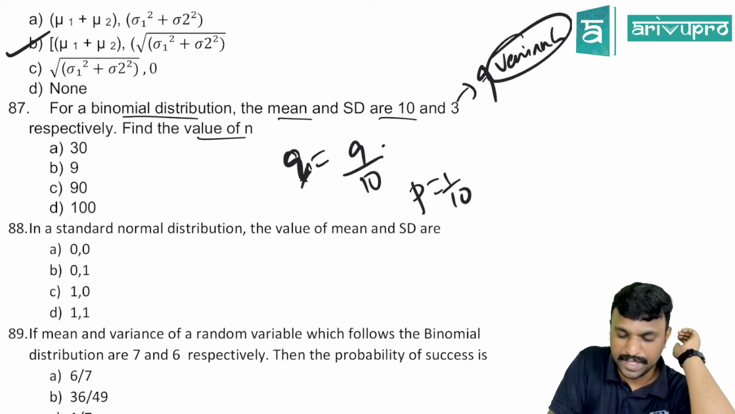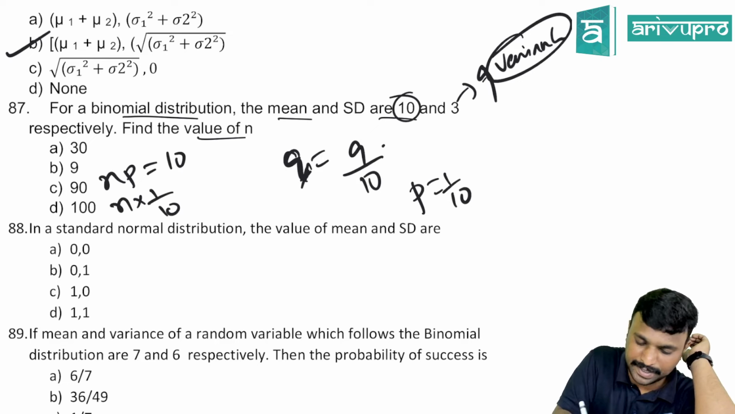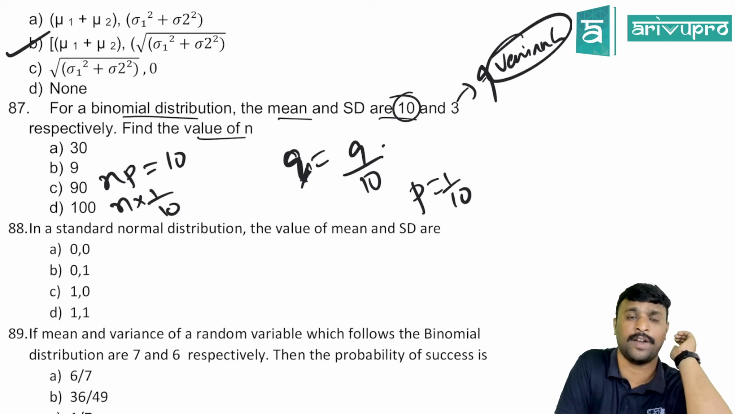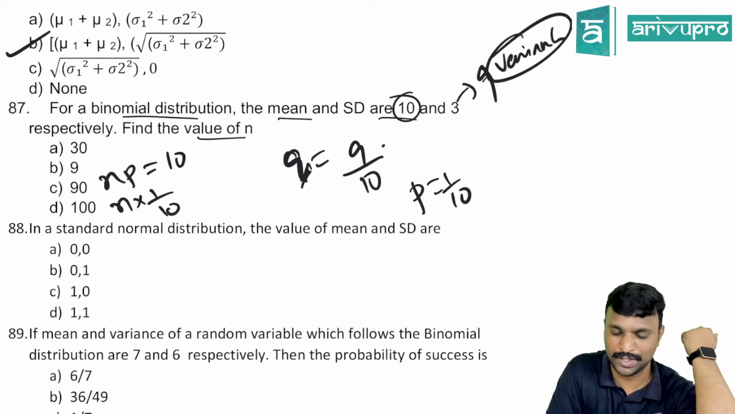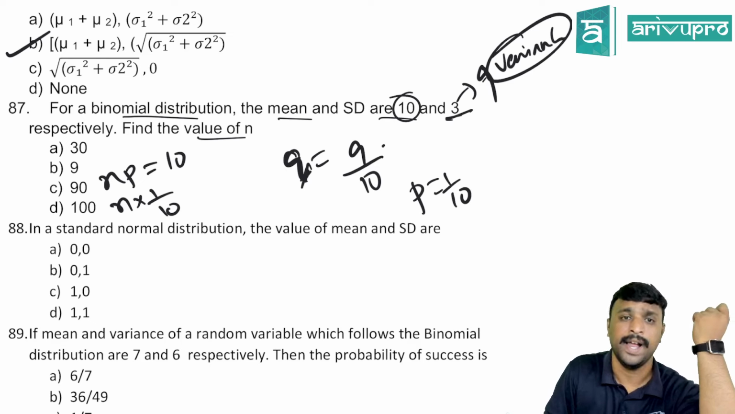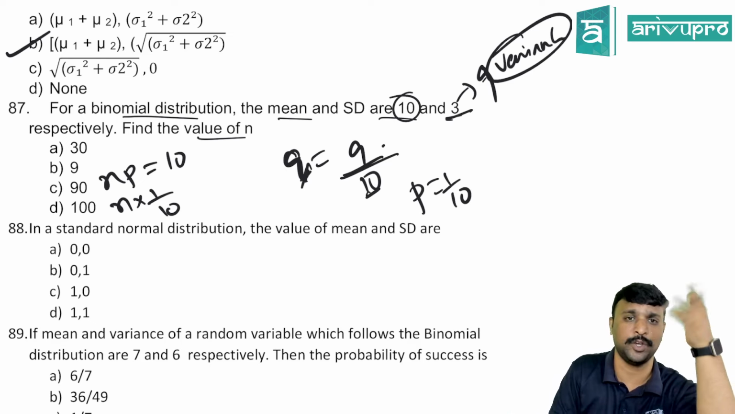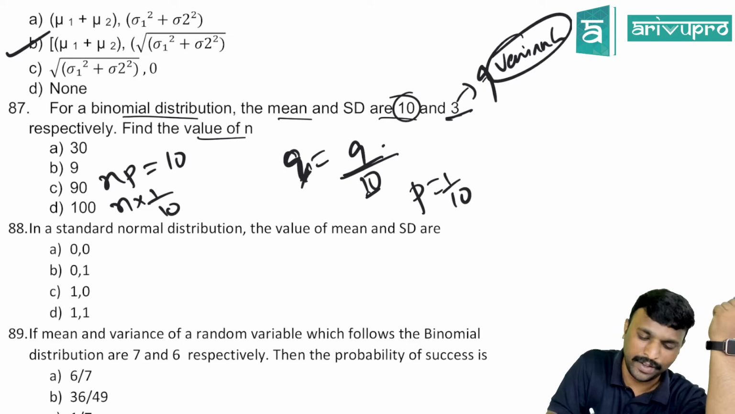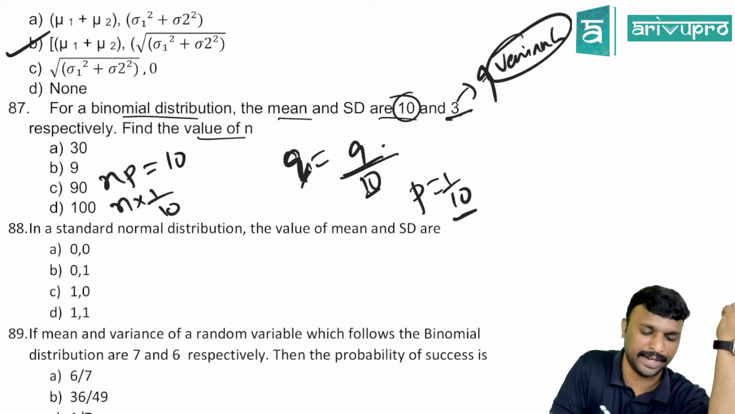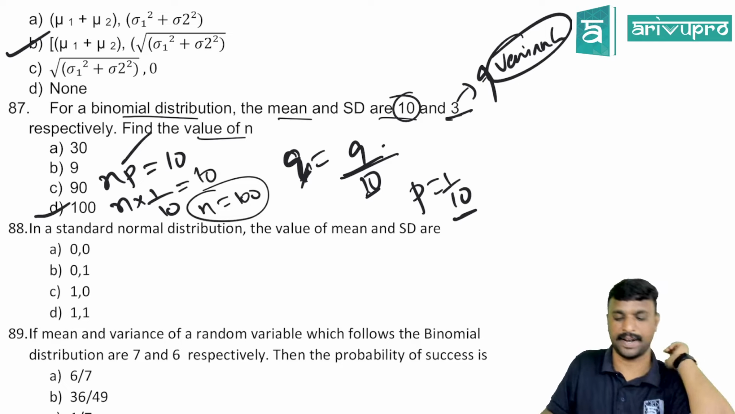Guys, since we know the mean NP is equal to 10, correct? Out of this, what do we know? P value is 1 by 10. Just now we found that out. How did we find Q first of all? Variance by mean is Q. Variance is 9 because standard deviation is 3. So variance is 9 divided by the mean, which is 10. NPQ by NP is Q, right? So if Q is 9 by 10, P is 1 by 10. Substituting that P value over here, you get N is equal to 100. Option D is the right answer.